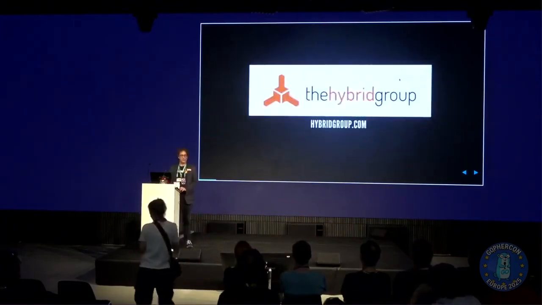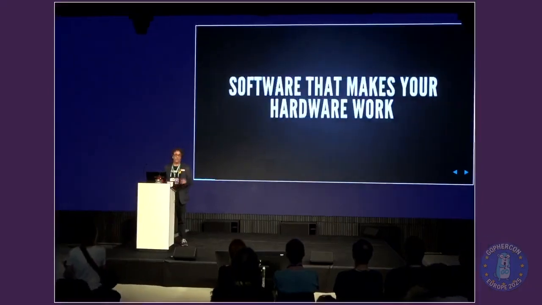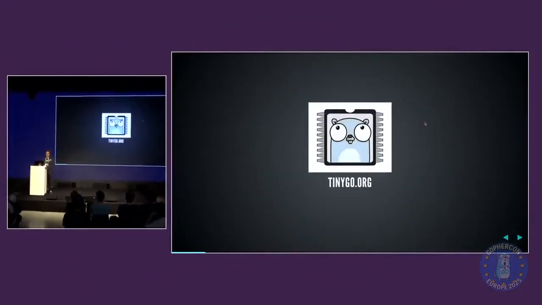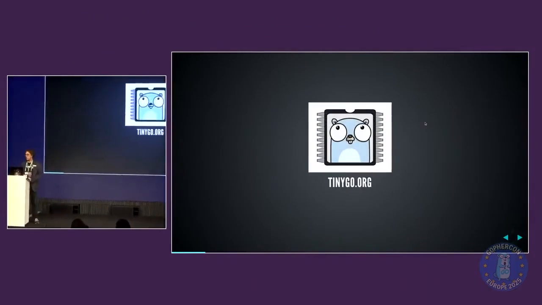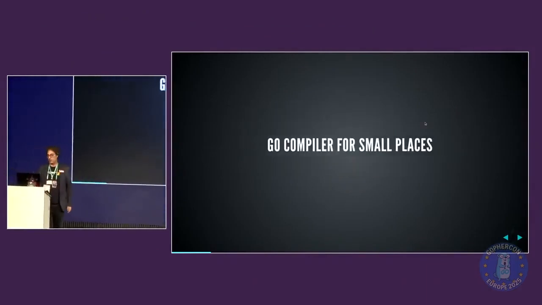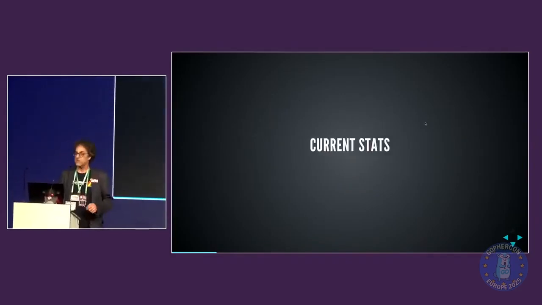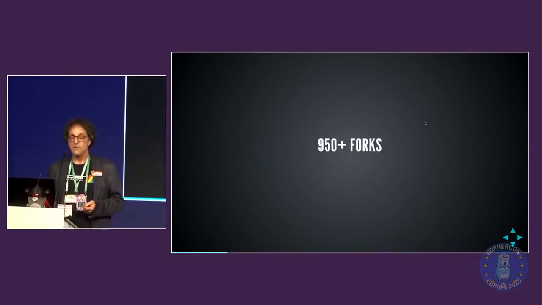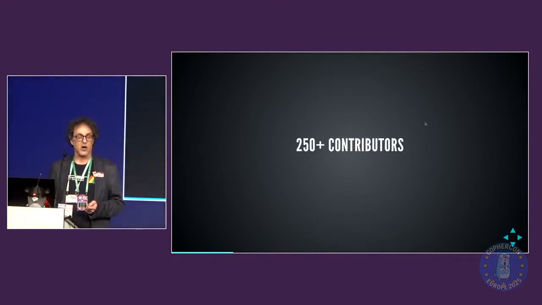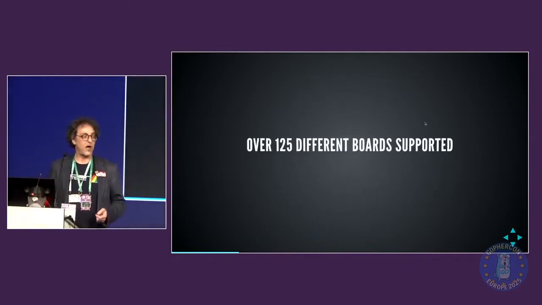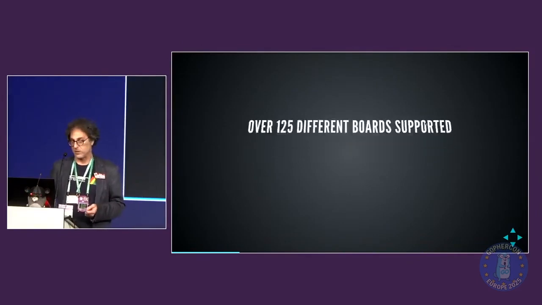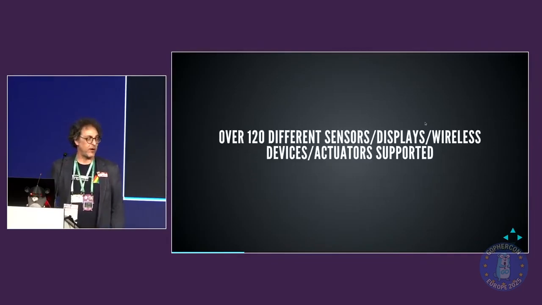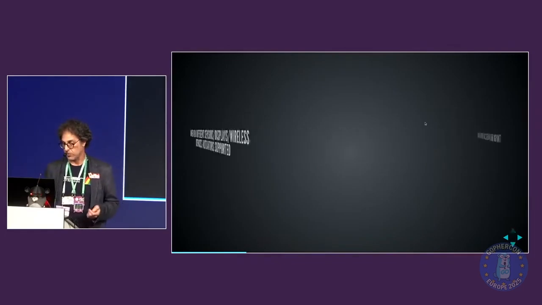So I run a small consultancy called the Hybrid Group, where we create the software that makes your hardware work. And some of us work on a little project you may have heard of called TinyGo, the Go compiler for small places. So let's talk about some current stats. 16,000 plus stars on GitHub, 950 plus forks, 250 plus contributors of code, over 125 different boards and other hardware devices, over 120 different sensors, actuators, displays, and other devices you would connect to those boards.